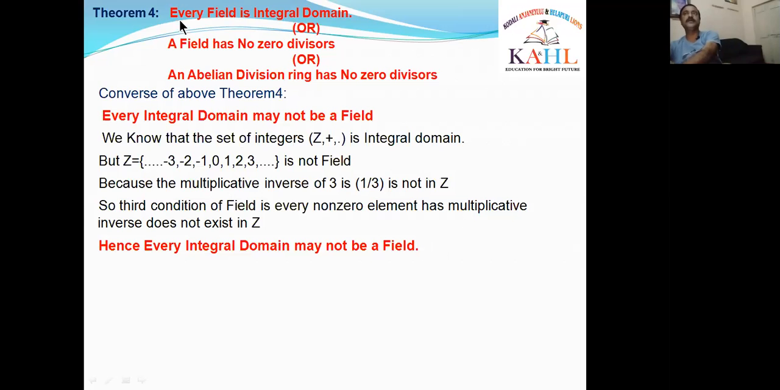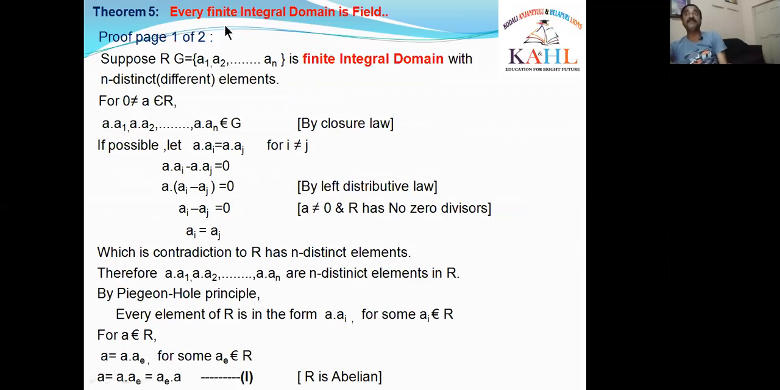What have we proven? Every field is an integral domain, and every integral domain may not be a field. But there is another theorem: every finite integral domain is a field. Every integral domain may not be a field, but every finite integral domain is a field. Are you understanding that? Every finite integral domain is a field.